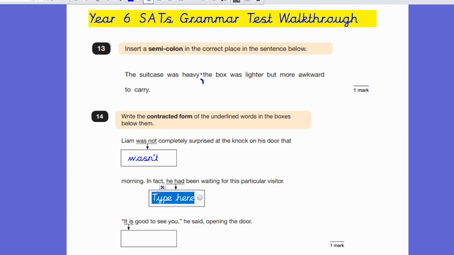In fact, he had been waiting for this particular visitor. I know that he had becomes he'd. It is good to see you, he said, opening the door. It is becomes it's. And you would need to get all 3 of those correct to get 1 mark.